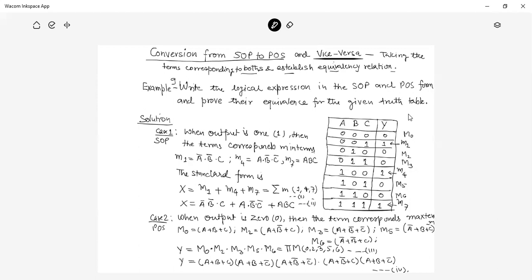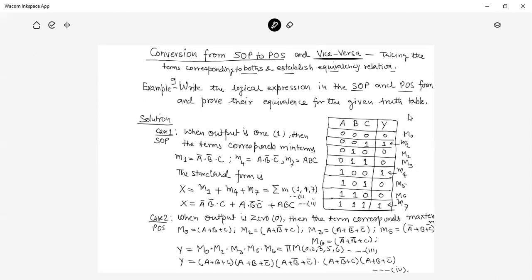So take example 9. Write the logical expression in SOP and POS form and prove their equivalence for the given truth table. For the given table, first we identify which output is 0 and which output is 1. If it is 1, that corresponds to a min term. If it is 0, that corresponds to a max term. So let us start here. Here it is 0, max term. Here it is 1, min term. Here it is 0, max term. Here it is 0, max term. Here it is 1, min term. Here it is 0, max term. Here it is 0, max term. Here it is 1, min term.